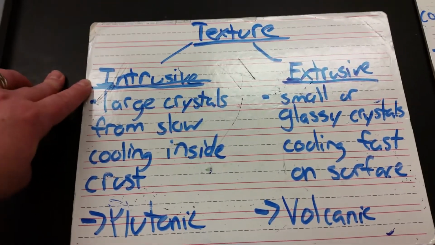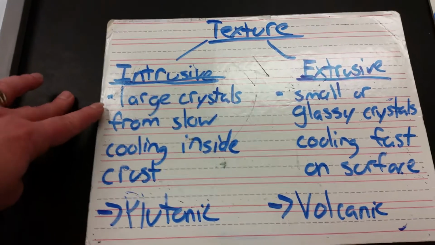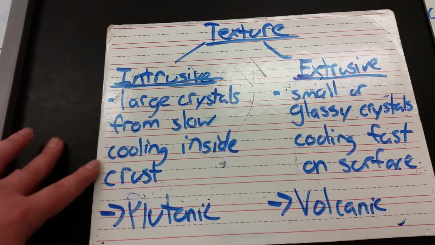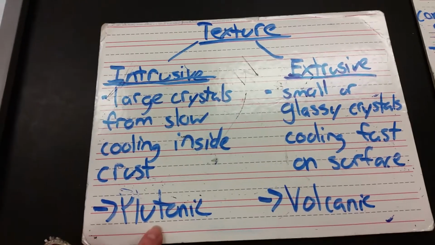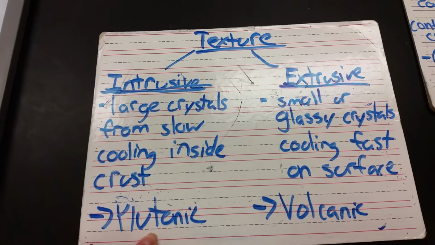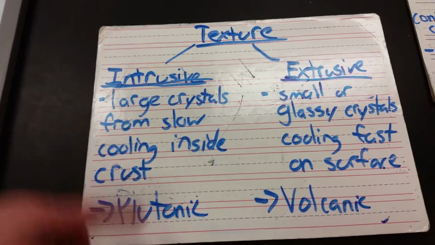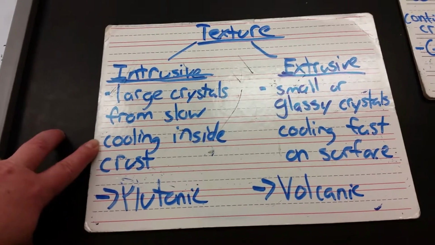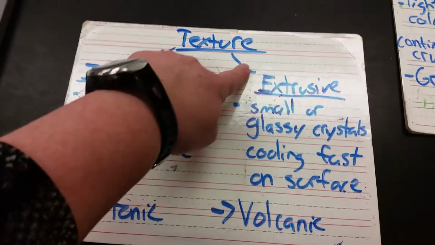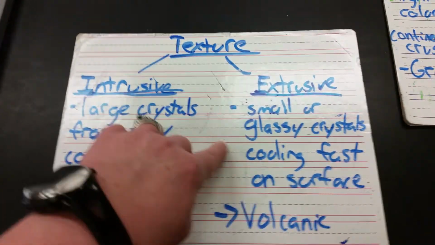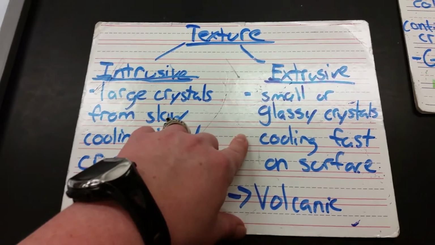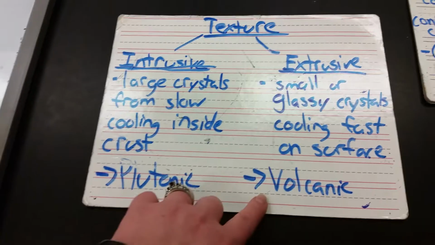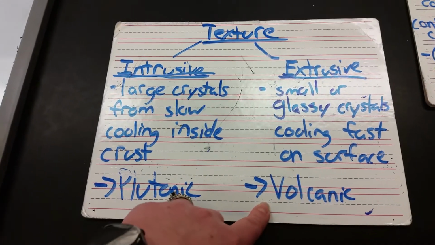So you're going to hear intrusive igneous rocks, which form large crystals from slowly cooling inside the crust, and that gives you a plutonic. That's the plutonic setting we were talking about with formation. So intrusive forms inside the earth and makes large crystals. Extrusive have small or glassy crystals because they cool fast on the surface of the earth. And those are your volcanic formation settings.